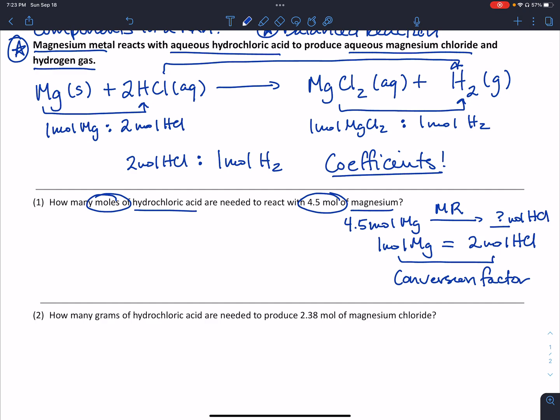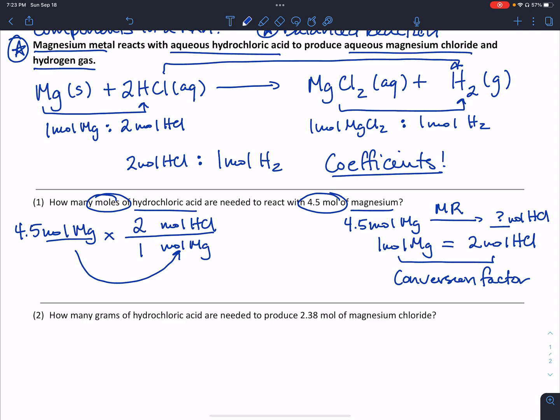Then we go back and start the problem just like any other conversion problem. What we have to start with is 4.5 moles of magnesium. The conversion factor is going to take the unit of what I've been given, what I'm trying to cancel, and put that in the bottom, and where I'm going will go up top. So we have moles of magnesium on the bottom of the conversion factor and moles of hydrochloric acid up top. We look at our coefficients. For every 1 mole of magnesium, 2 moles of hydrochloric acid are needed. Cancel those units, we're left with moles of hydrochloric acid. Do the math, and we find 9 moles of HCl.